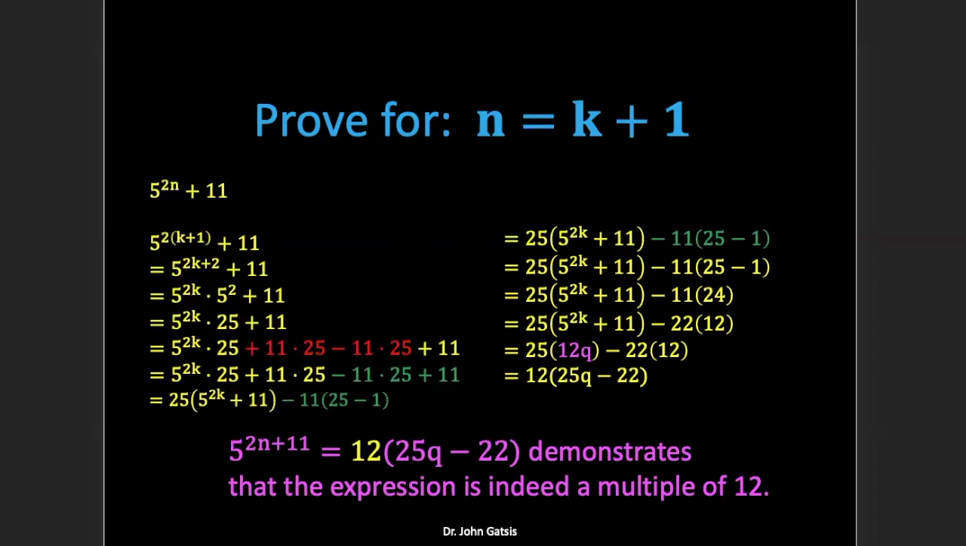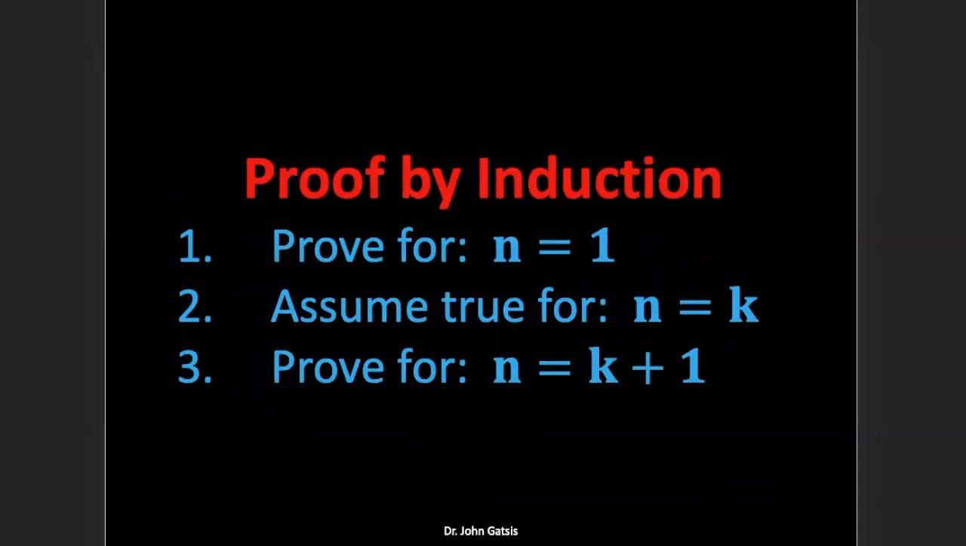That's it. We have indeed demonstrated that 5 to the 2n plus 11 is 12 times a number, or a multiple of 12. Hence, we have completed the unbroken chain of values of k from 1 to infinity for the proof by induction. We summarize here the proof by induction, 3 steps to glory.